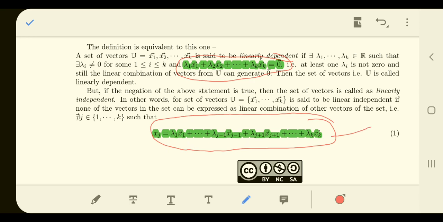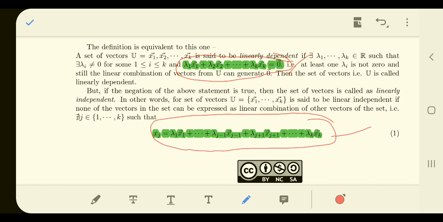So one is, can you write a particular vector as a linear combination of other vectors? Or can you generate a zero vector out of a linear combination of the vectors wherein all the lambdas are not zero? At least one lambda is not zero. So if any of these two conditions is met, then we say the set of vectors is linearly dependent.